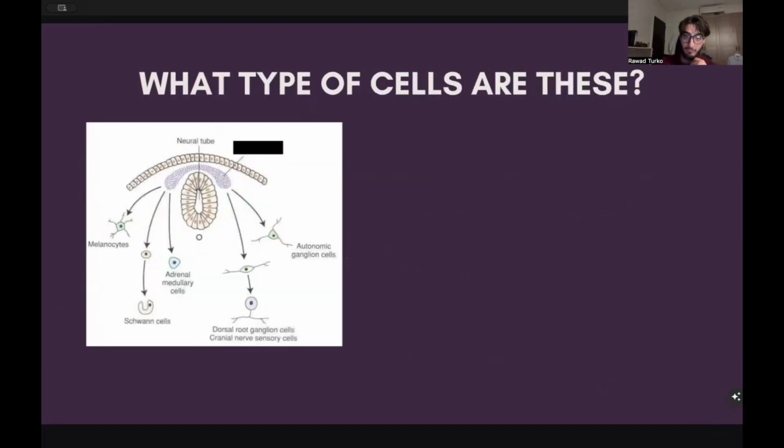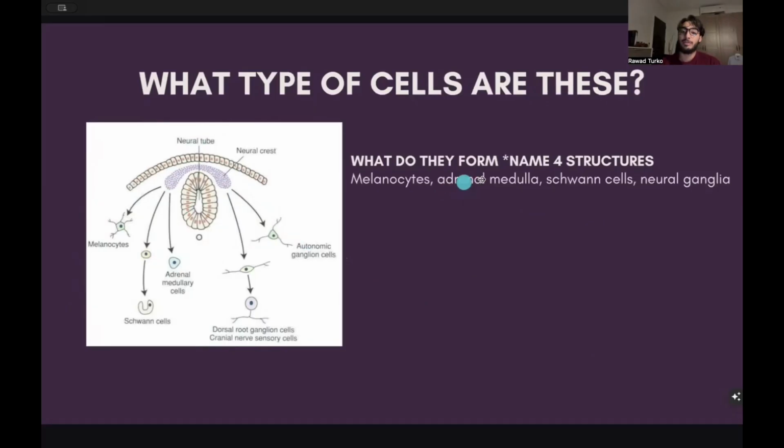Okay. Now, what type of cells are these? These ones right here on top of the neurons. So I mentioned these before. So these are your neural crest cells again. What do they form? And you can name any four structures that you can remember. So melanocytes, adrenal medulla, Schwann cells, and neural ganglia.